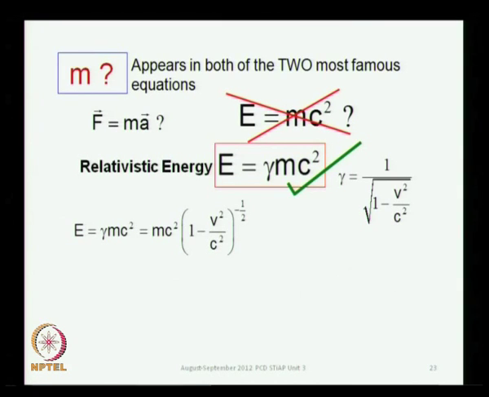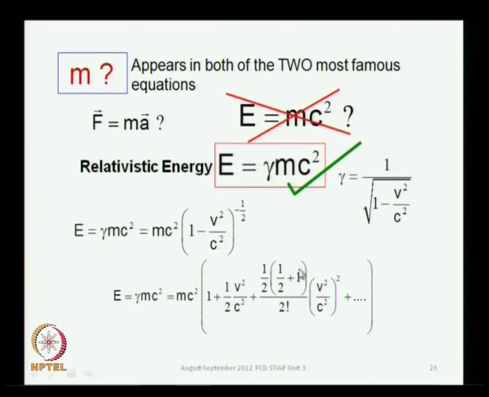Let us look at this expression. This is the correct expression, E equal to gamma m c square rather than E equal to m c square. Write this as m c square into this factor gamma, which is 1 over the square root factor. Go ahead and expand this, 1 minus x to the power minus half, which the little kid on the treadmill perhaps would do. Okay. And you have various terms.